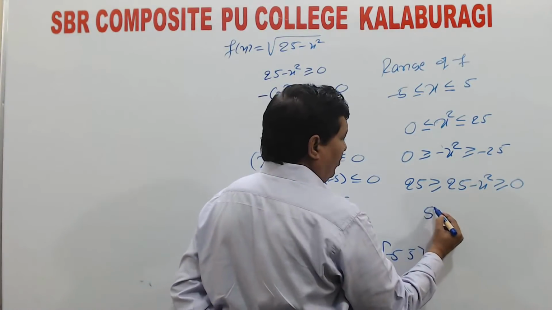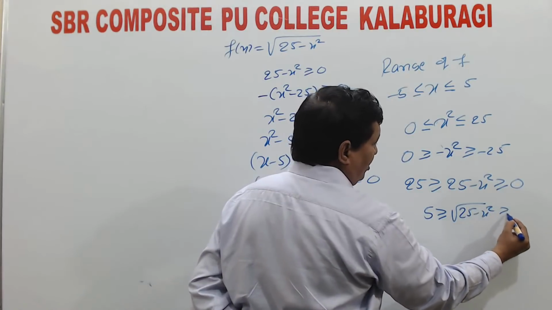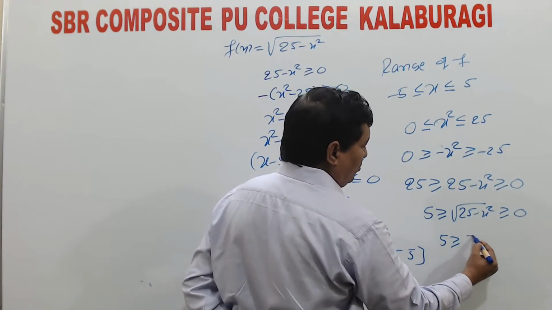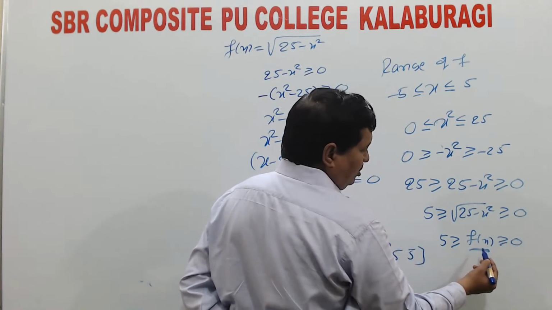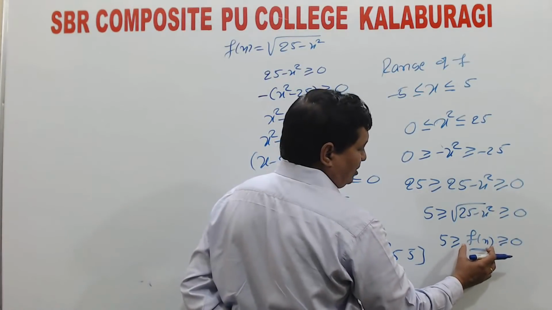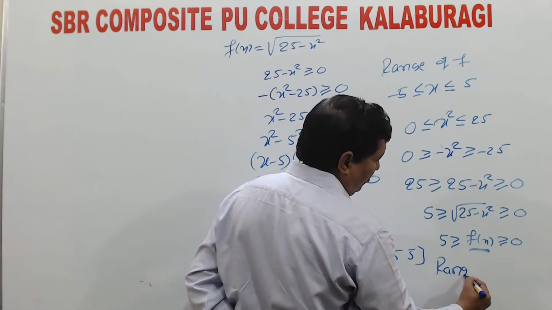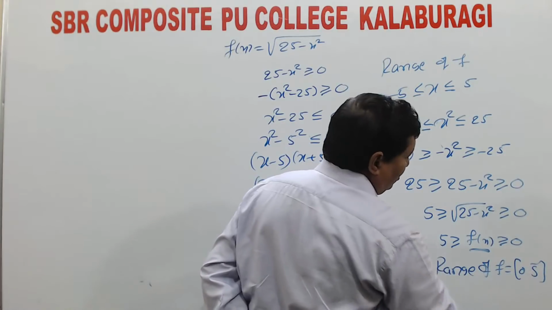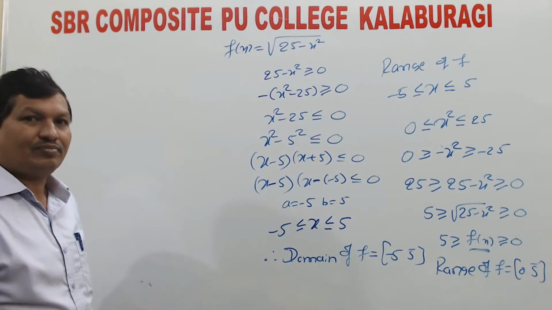Taking root, root 25 greater than or equal to root of 25 minus x square greater than or equal to root of 0, which is 0. This is nothing but what? 5 greater than or equal to f of x greater than or equal to 0. Range is greater than or equal to 0, less than or equal to 5. f of x value lies between 0 to 5. Therefore, range of f equal to 0 to 5. Okay. Again, codomain is real number.